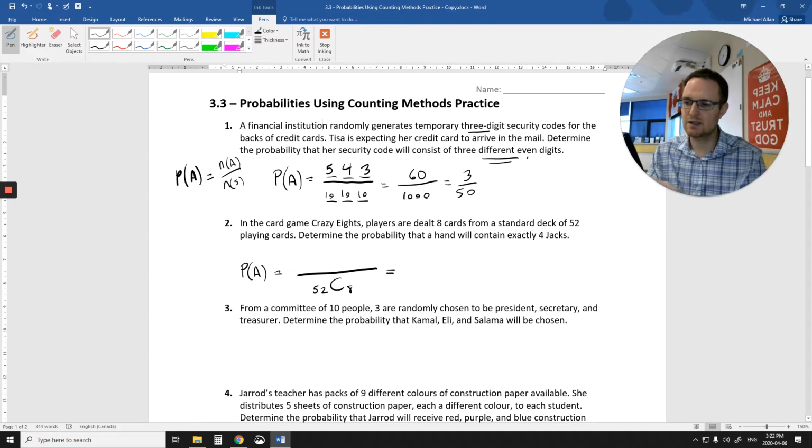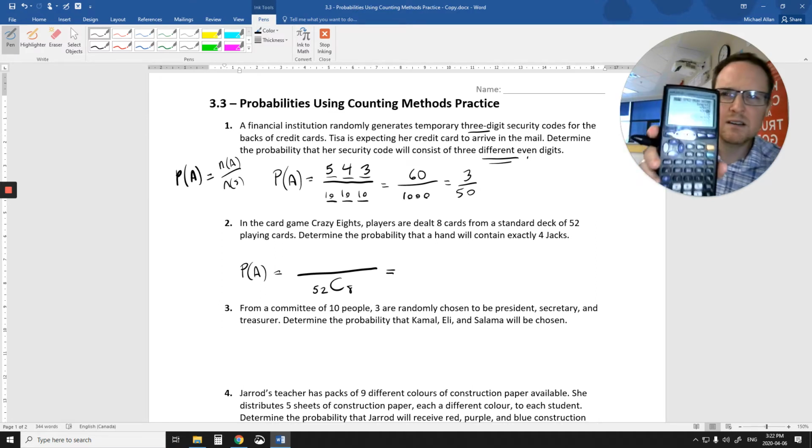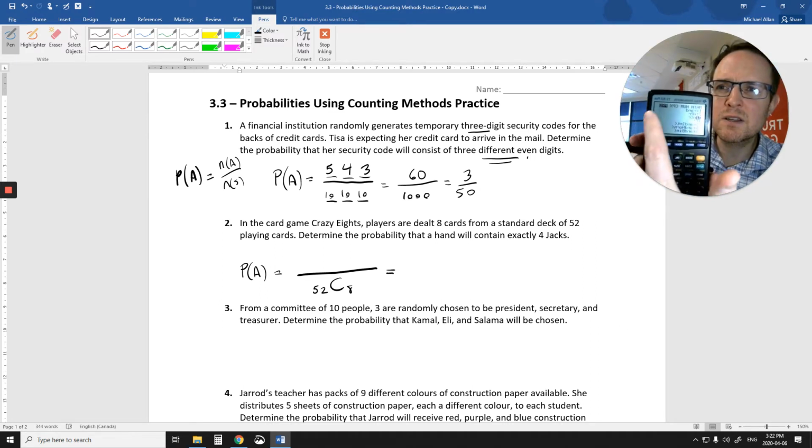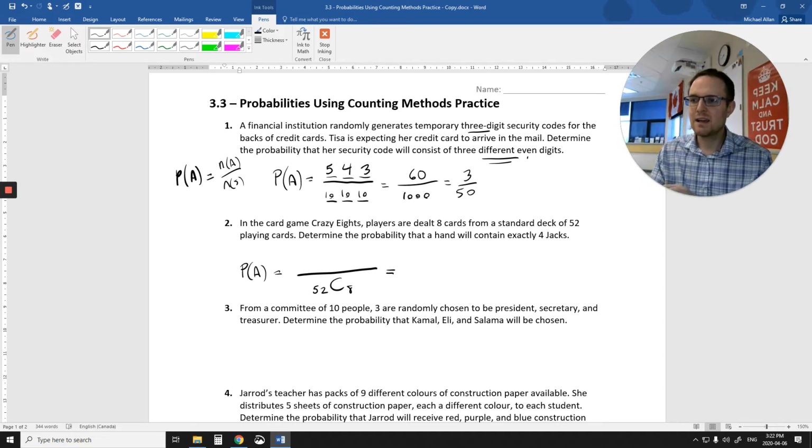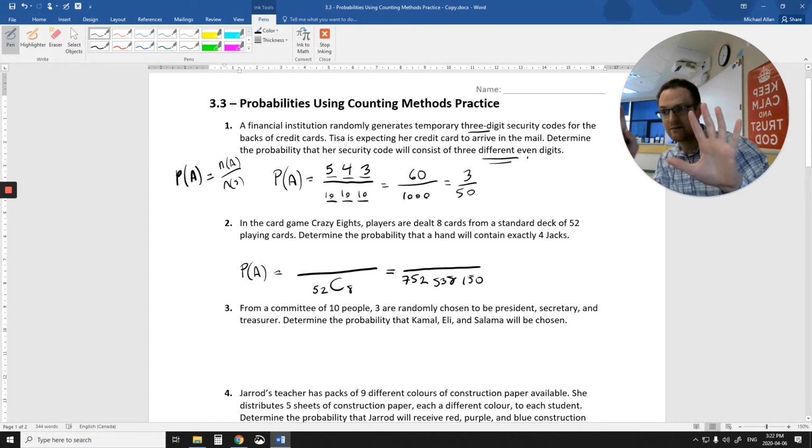I'm going to pull my calculator here. I'm going to go 52 first, then Math, and go over to probability. I don't know if you can see that there. It's backwards, but you're going to go over to probability, and then you're going to go down to nCr, and 8. So it's quite a bit here. So there are 752,538,150 different card combinations I can have if you have 8 cards.